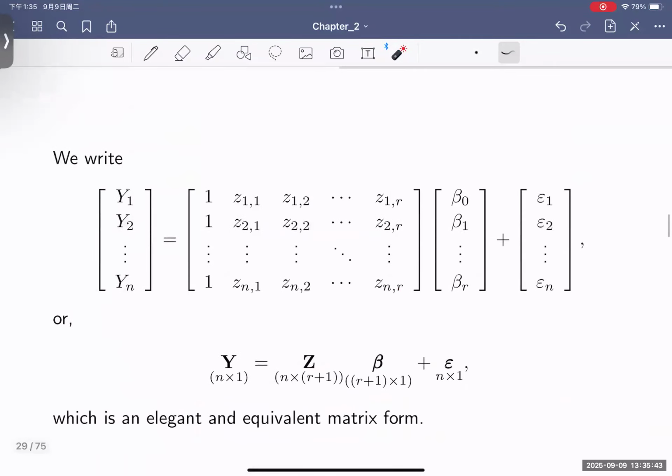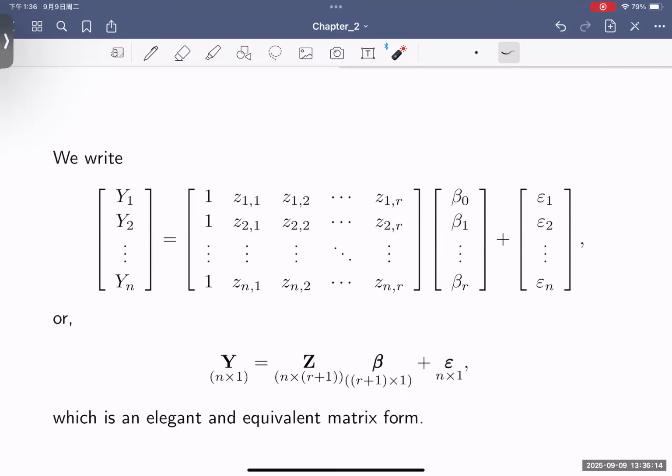Okay, so let me just use this page. The remaining question is that now we have our data, and the next step is trying to find the best beta 0 to beta r, which makes the corresponding Z beta, the linear part, equal to y. And of course, when we look at this type of form, we sometimes call this a linear function.